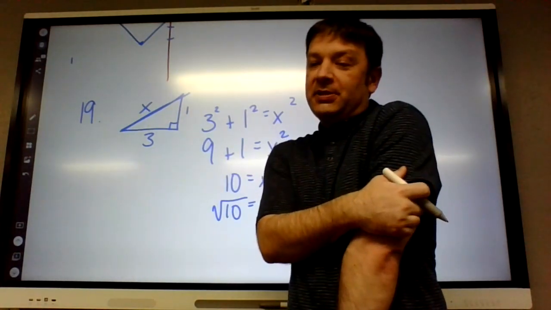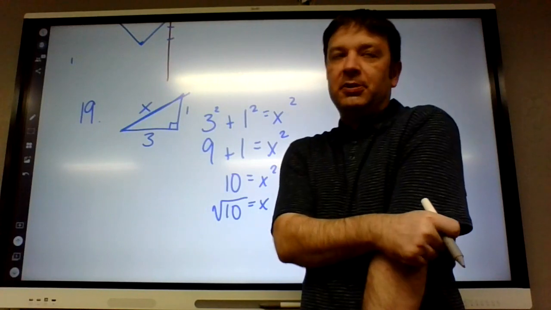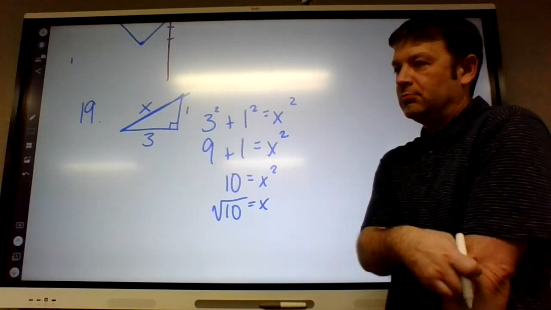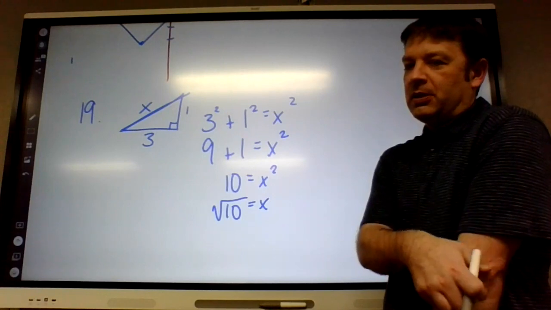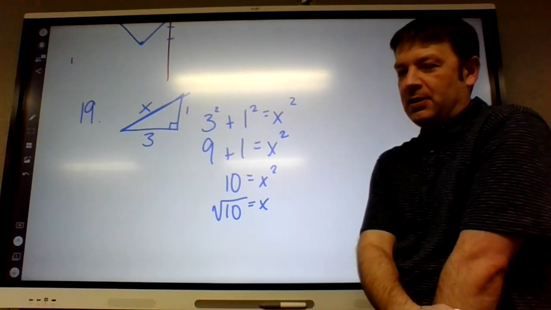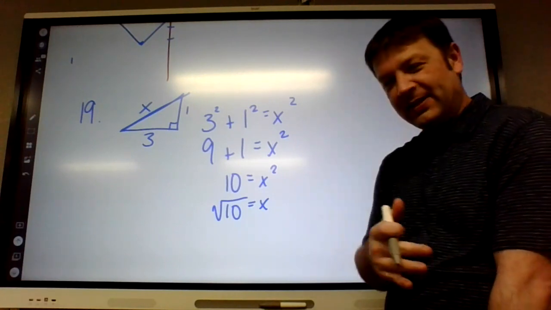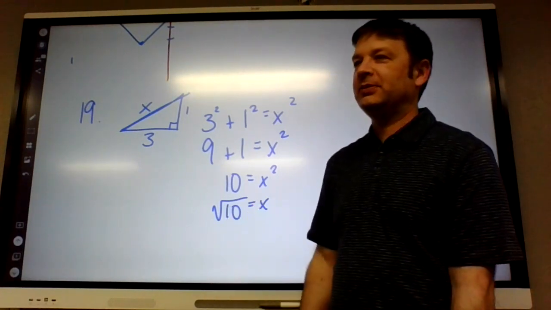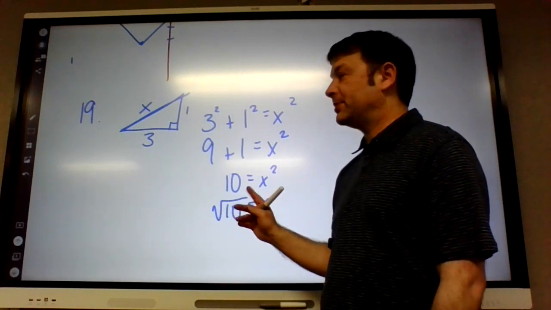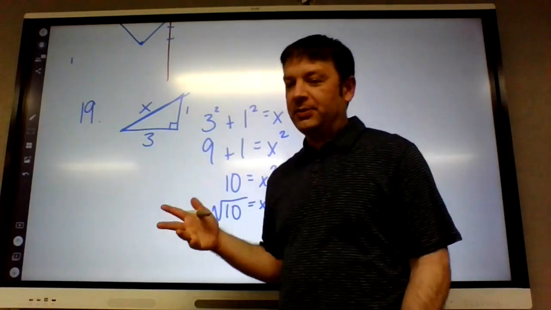So how long do you guys think segment A prime B prime is? You look at the picture in number 7. Over 3, up 1. How long is this segment going to be? A prime, B prime. How long will that segment be? AB is square root of 10. It's a weird decimal, like 3.2. The point was they're the same thing. So they're both square root of 10.